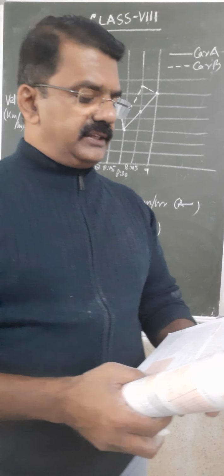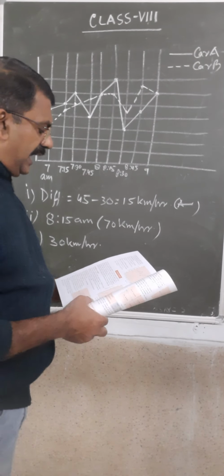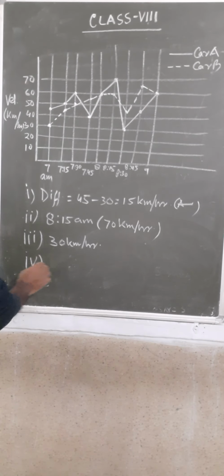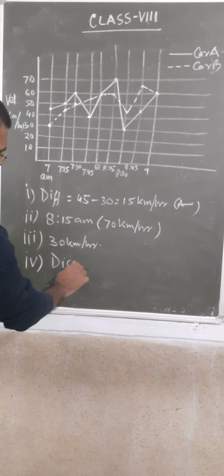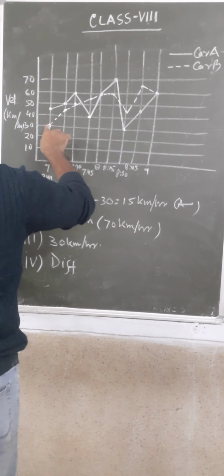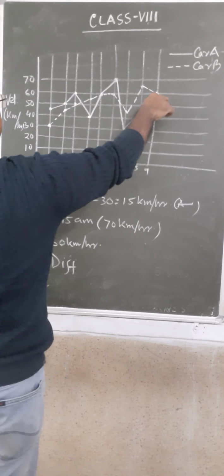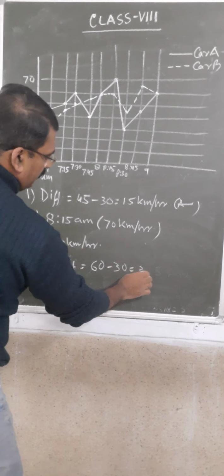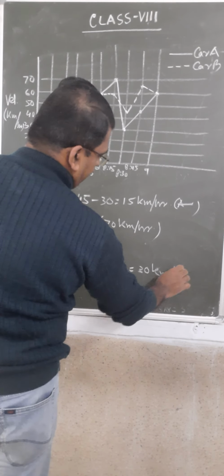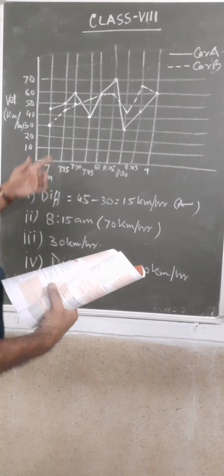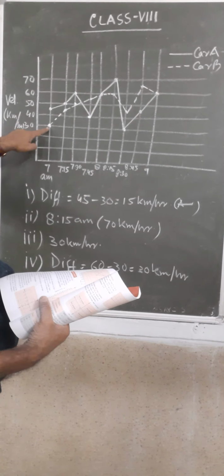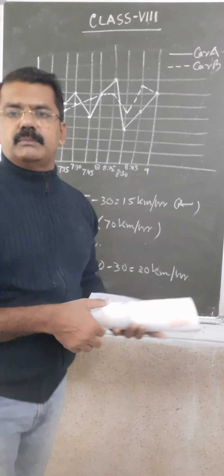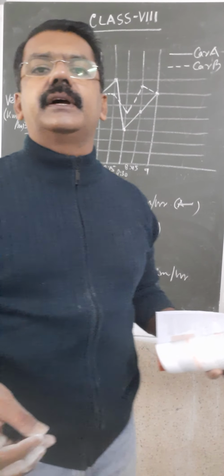fourth part. What is the difference in the velocity of car B at 7 am and 9 am? So car B, the speed at 7 am is 30 and at 9 am it is 60. So the difference will be 60 minus 30, that is 30 km per hour. Okay? Because the speed of car B at 7 am is 30 km per hour and at 9 am it is 60 km per hour.